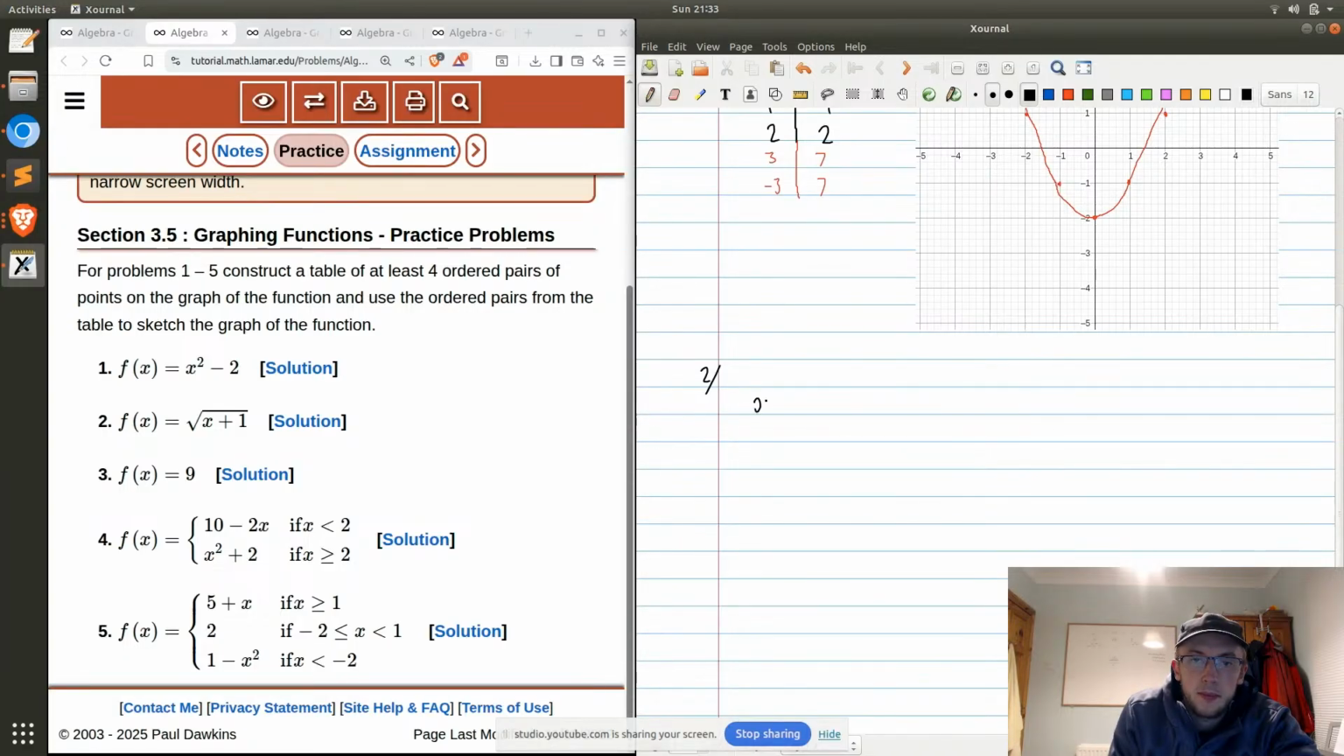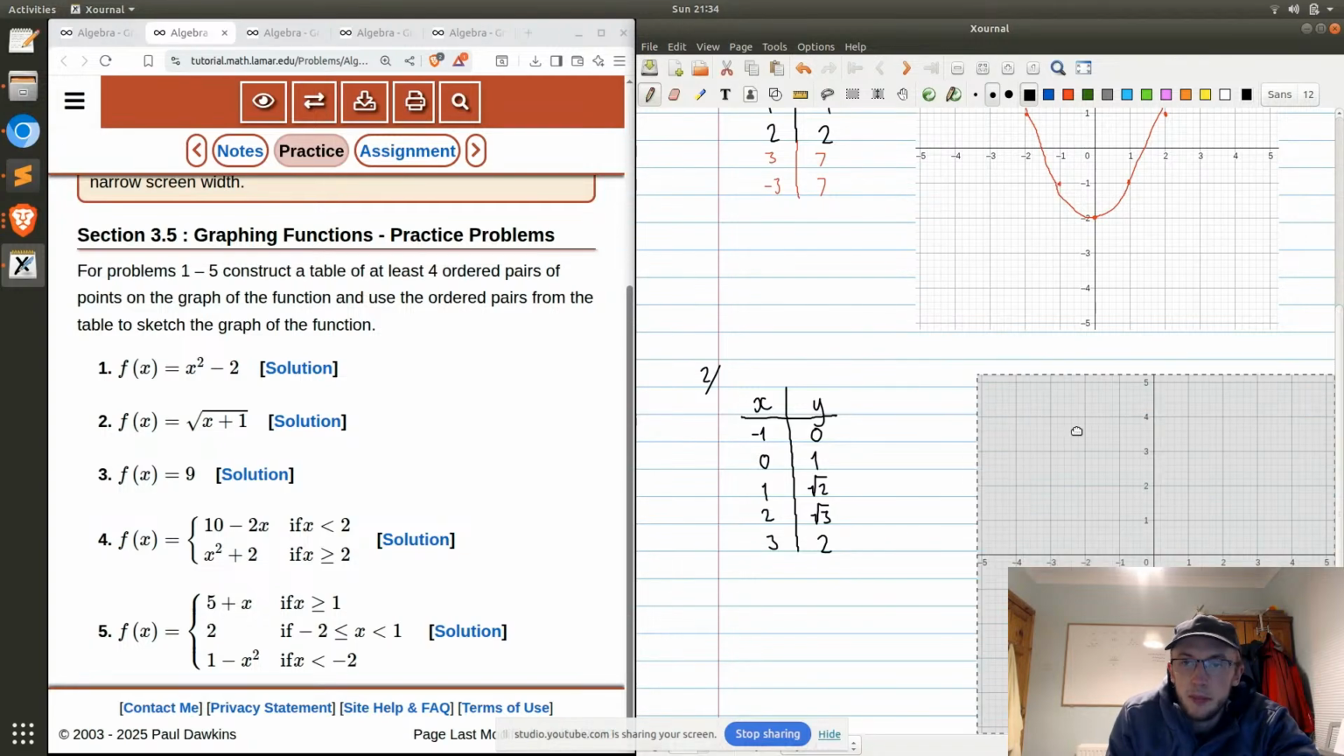So in your table of pairs, input negative 1, 0, 1, 2, and 3. This will output 0. This will output 1. And for all the rest, it'll be, let's see, root 2, root 3, and then root 4, which we can actually evaluate to be 2. There I go.